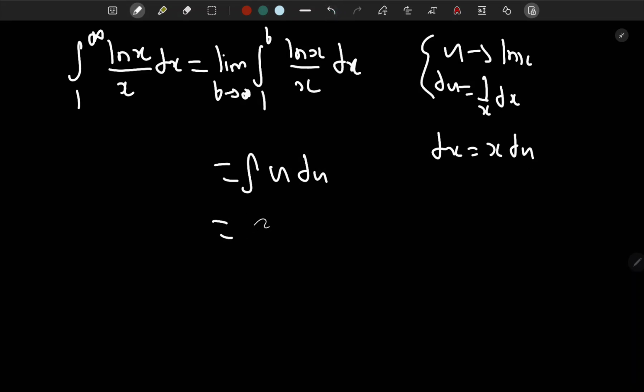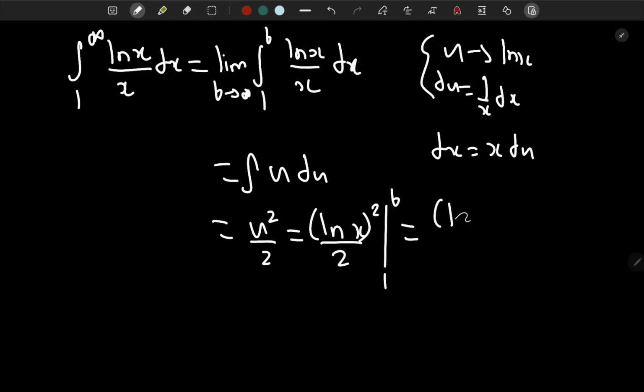So now just integrate this. It's going to give us u squared over 2, which is ln x squared over 2. So now we need to place the limits, and I'm going to take the squared outside. So now this is equal to, let me place the limits, b and 1 over here, and this is equal to ln b squared over 2 minus ln 1 squared over 2.